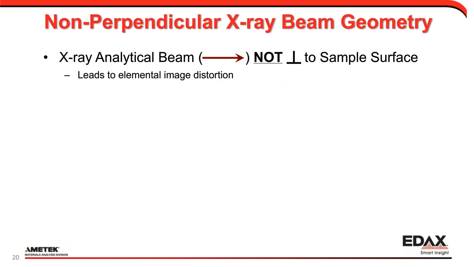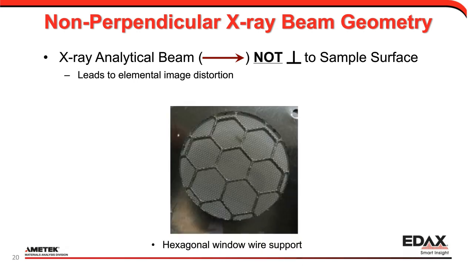So what happens is that in certain kinds of analysis, such as elemental imaging, this can create distortions in the elemental image. Here's a sample just to demonstrate that. It's a hexagonal wire array on an underlying grid support. It looks flat, but it has three-dimensional structure to it. Even for a sample that may be flat, X-rays are penetrating. So many samples have some sort of three-dimensional structure due to the penetrating nature of the X-ray analysis.